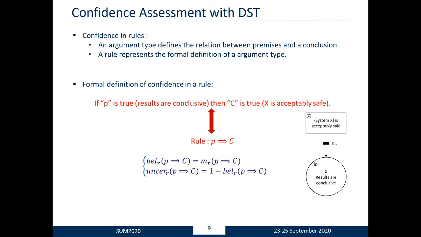In the example below, we have a conclusion supported by one premise. The argument type is defined by the expression: if the premise is true, then the conclusion C is also true. Formally, we can define this expression as P implies C, and the two equations below represent the belief degree on the rule.